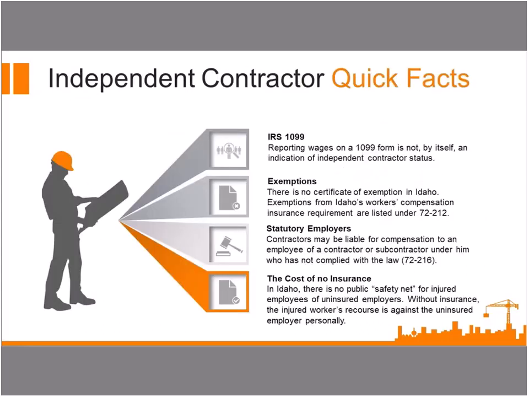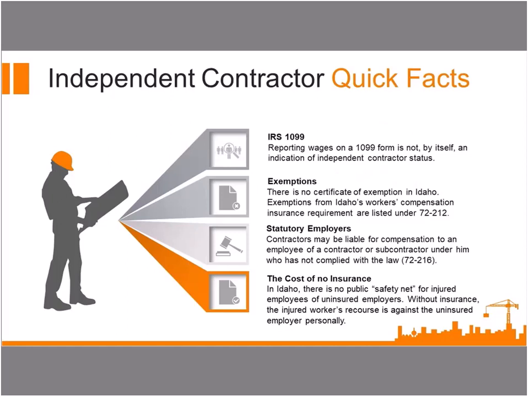All right, so some quick independent contractor facts. The IRS 1099 form, reporting wages on a 1099 form by itself, doesn't indicate independent contractor status. We see that quite frequently. Unfortunately, it would be nice if that was the case, but it's not. We would then use that right to control test to help make that determination. Exemptions, again, there's no certificate of exemption in Idaho. We just document it in our database and move on, essentially.